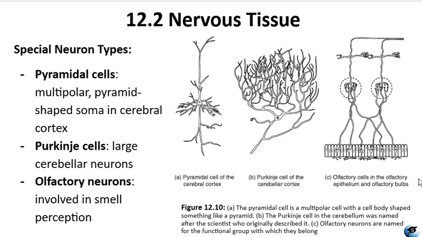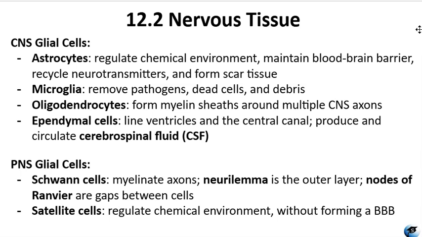Olfactory neurons are responsible for detecting smells, and as you can see, these are very different in structure than the other neurons that we've seen. Glial cells greatly outnumber neurons, with an estimated 700 to 900 glia per neuron. Their type and function differs between the CNS and PNS, as we've seen with the other structures of the nervous system.